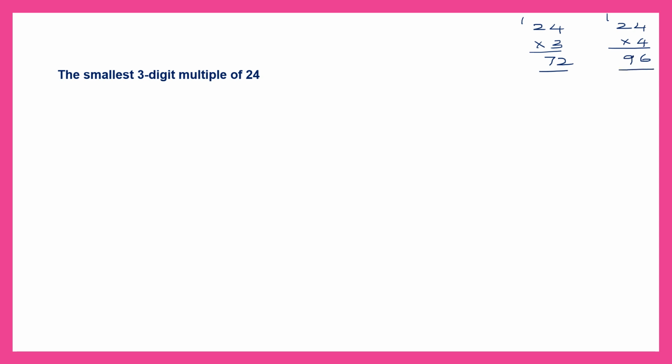96 is also a 2-digit number. Let's multiply 24 into 5. 5 fours are 20, carry 2. 5 twos are 10, 11, 12, 120.